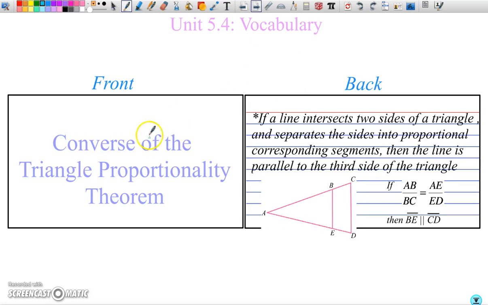Now the converse of this is also true. So if this line intersects two sides and it cuts proportional parts, then the lines over here are parallel. So if you set up your proportion and find out that they are in fact equal, then that automatically makes these two lines parallel.